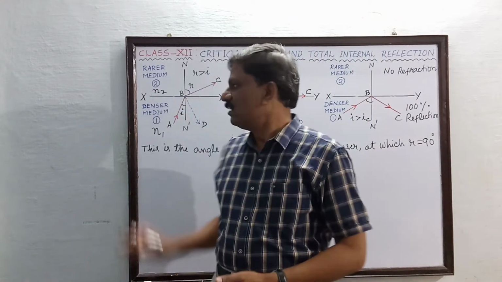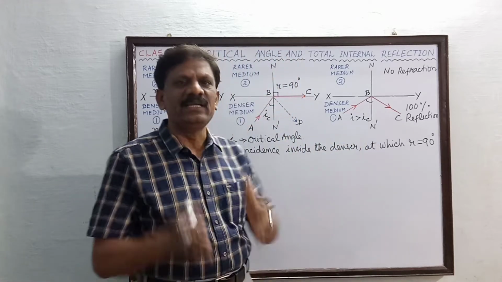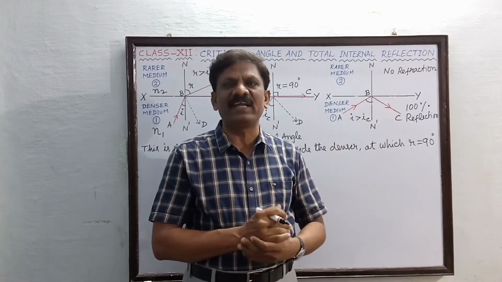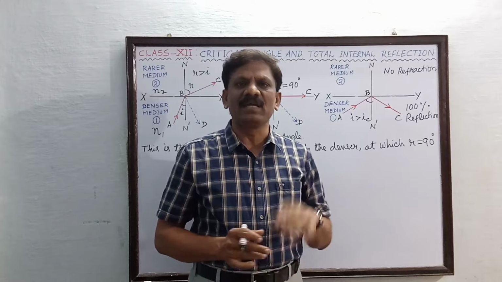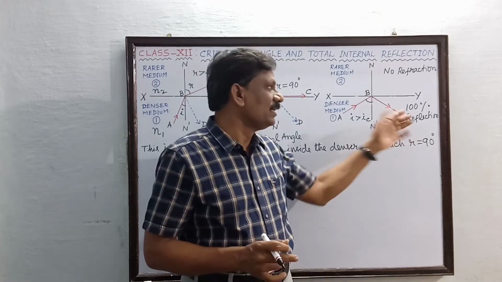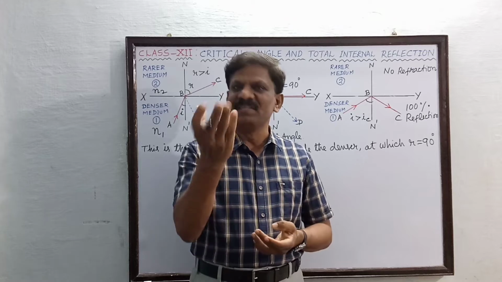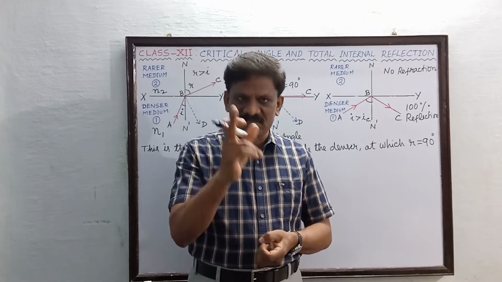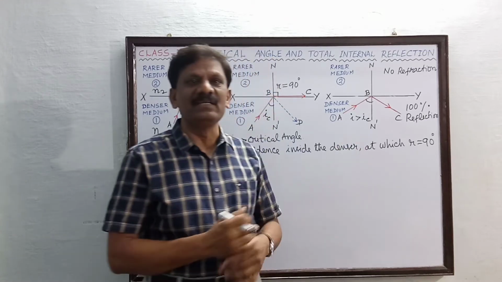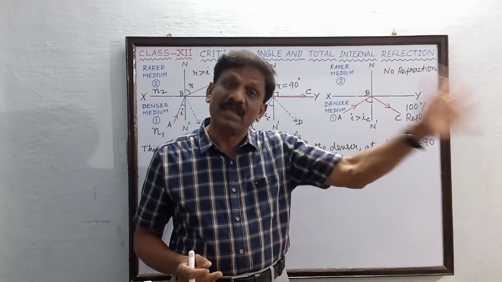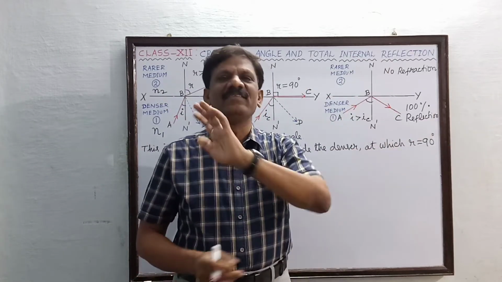At least in the first picture and the second picture, 80% of the light underwent refraction, and only 20% or less will be reflected. But in the third picture, 100% of the light will be reflected only. That means no refraction will take place. This is why this phenomenon is called total internal reflection.